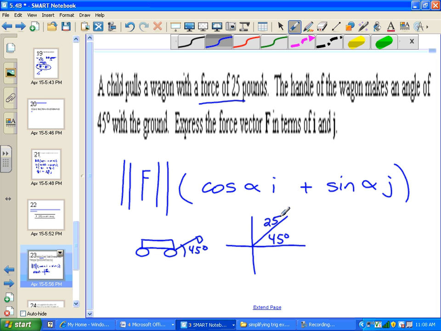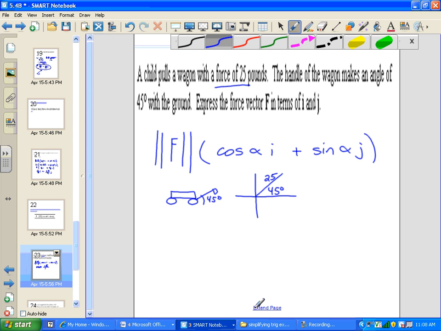Now, how can we write the vector for that? All we have to do is really fill in the formula. I'm making it harder than it is. You don't even have to really read the problem. You could read the two numbers and fill it in. All right, so what are we going to put right there? Okay, 25 times the cosine of 45 degrees times i plus the sine of 45 degrees j.